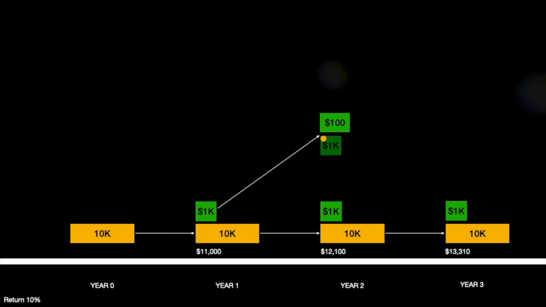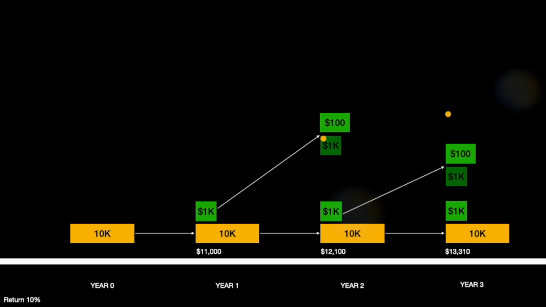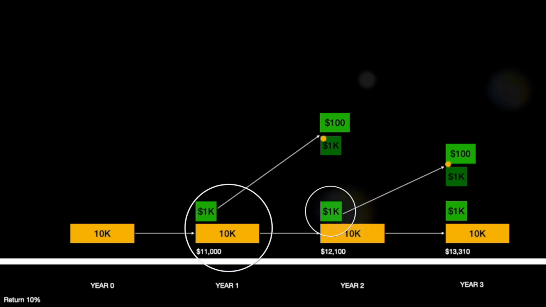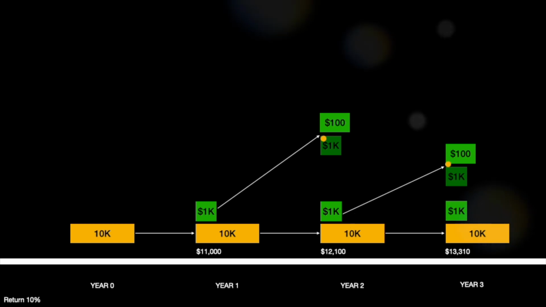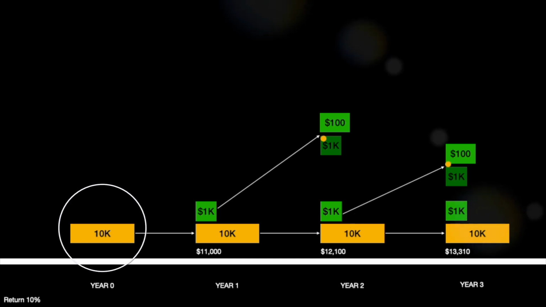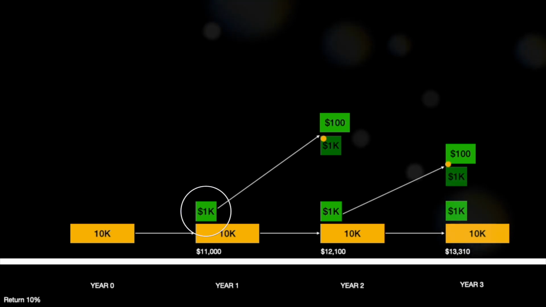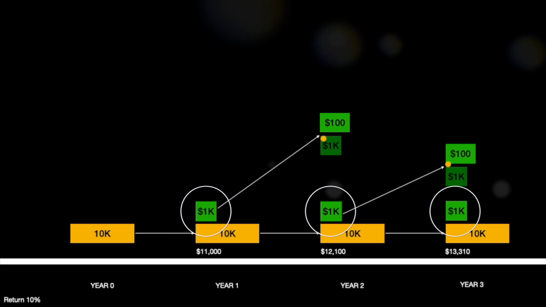By the second year, the same $10,000 that we initially invested creates another $1,000 in the second year of gain. And of course, that $1,000 gain in the second year also produces a $100 gain in the third year. Now you can see that we are accounting for the $10,000 of our initial sum, and we are accounting for the $1,000 that are gained every single year.